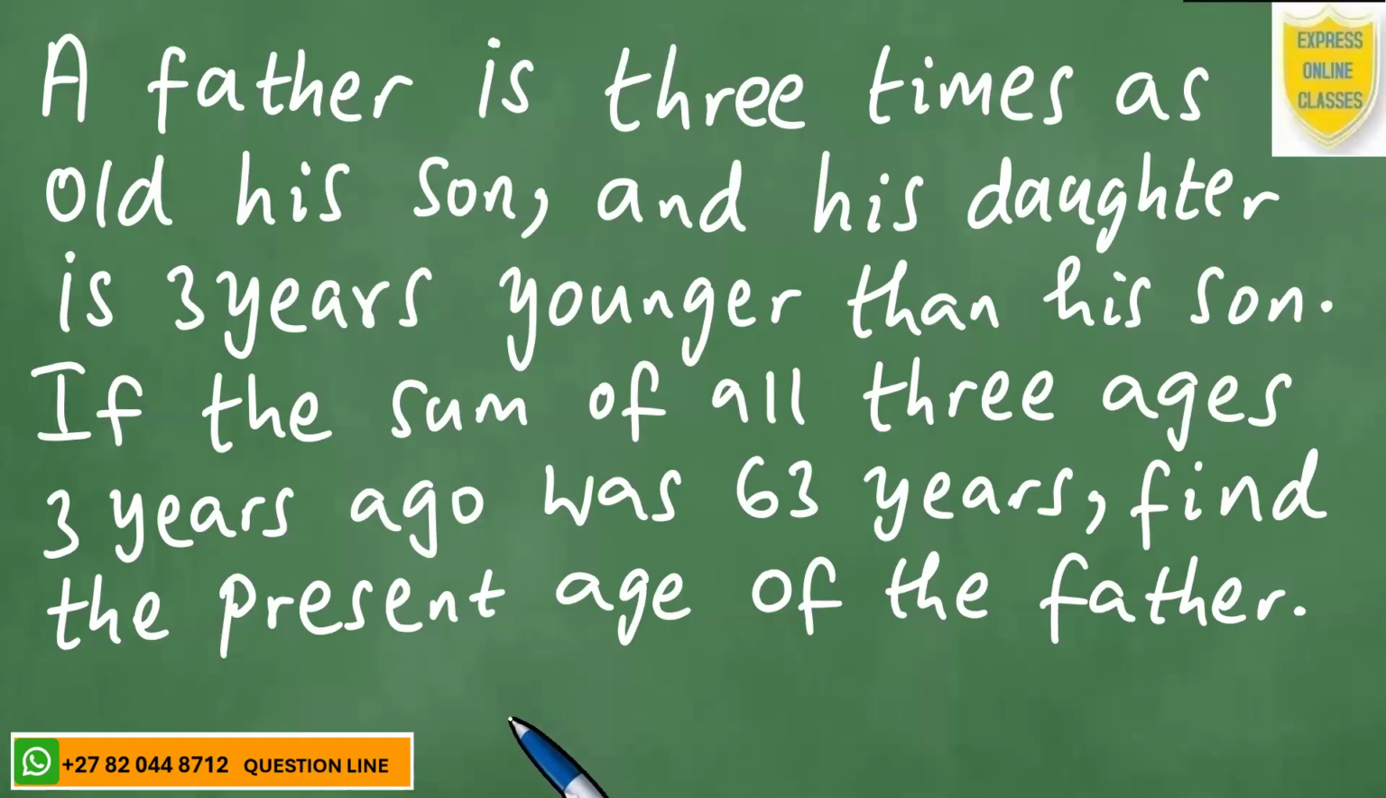In this lesson, we shall solve this question in front of us. A father is 3 times as old as his son, and his daughter is 3 years younger than his son. If the sum of all 3 ages 3 years ago was 63 years, find the present age of the father.